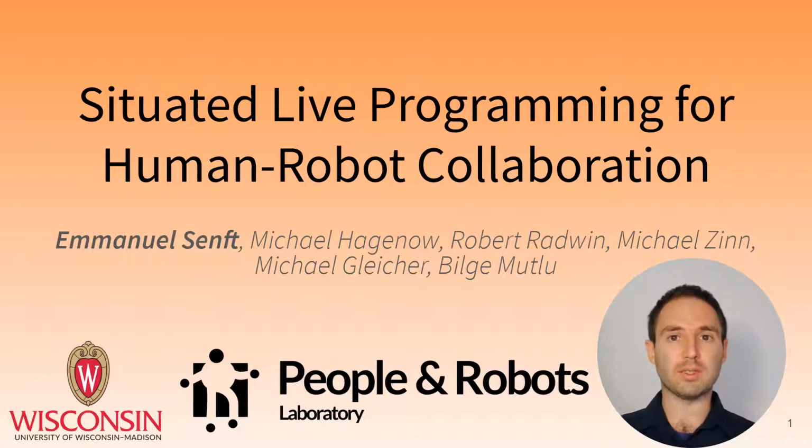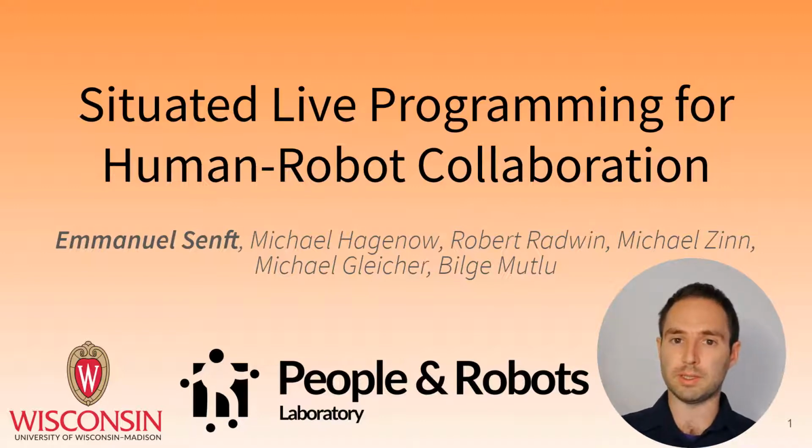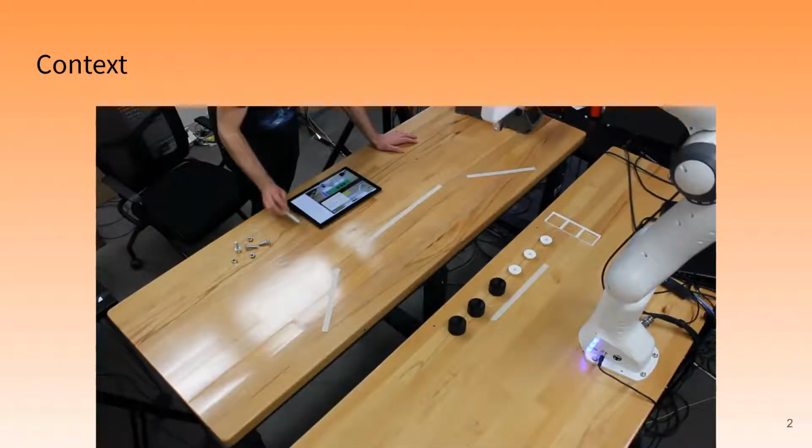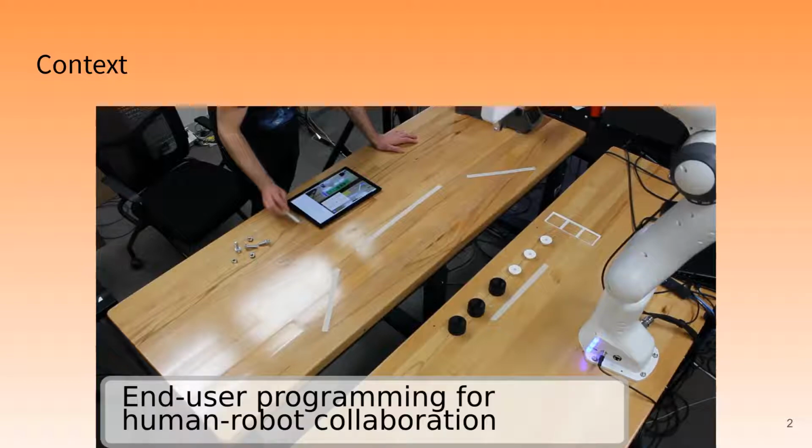I am a research associate at the University of Wisconsin-Madison, and today I will present to you situated live programming for human-robot collaboration, a method that allows end users to create interactive robot behaviors for collaboration with humans. Our work is contextualized in light manufacturing and aims at providing new tools for end users such as factory workers to design behaviors for a robotic assistant.